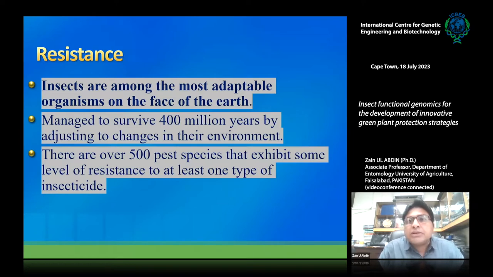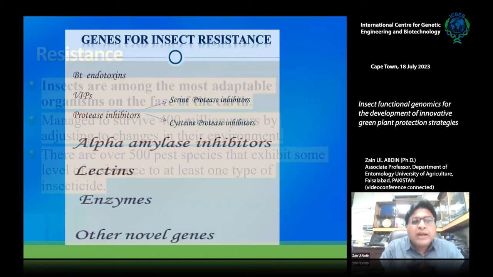Insects are among the most adaptable organisms on the face of the earth. This adaptability has made insects a very successful creature in this universe. They are abundantly found everywhere, and they have been successful everywhere due to their adaptive qualities. They managed to survive 400 million years ago, adjusting to changes in the environment. So extensive or repeated use of toxic chemicals has developed resistance in the insects.